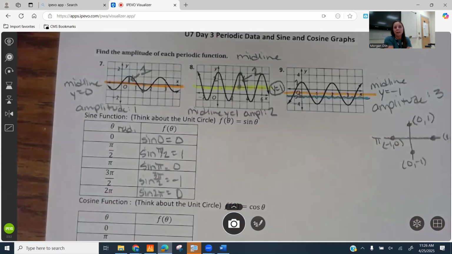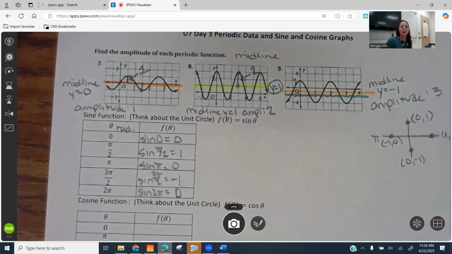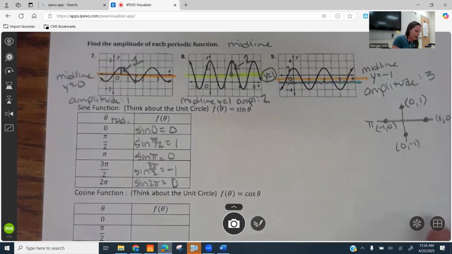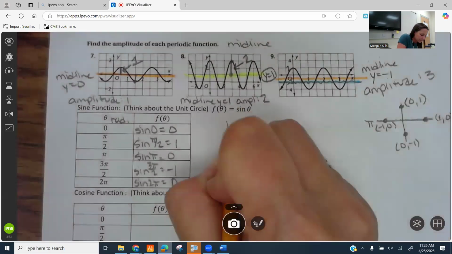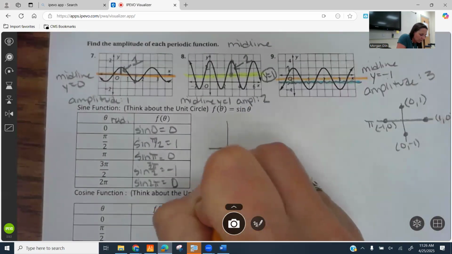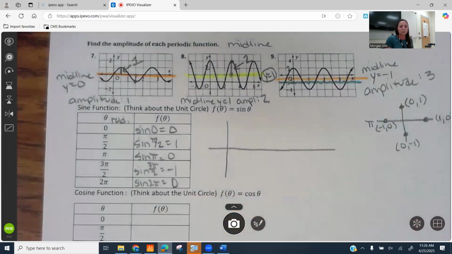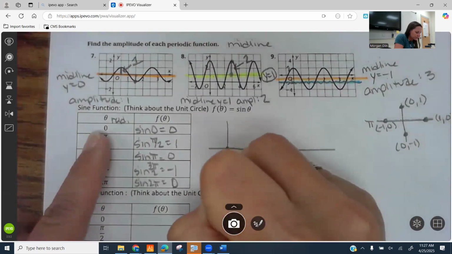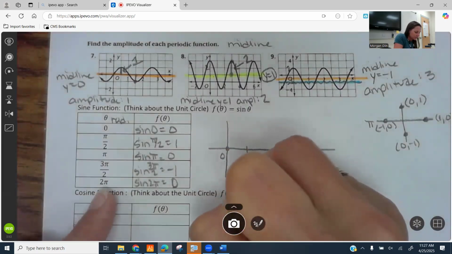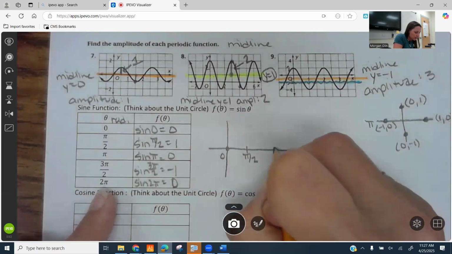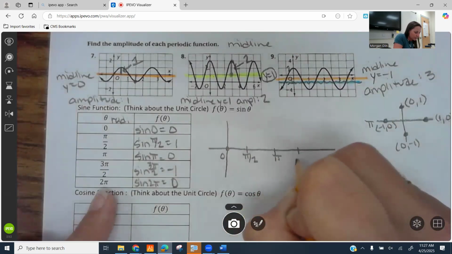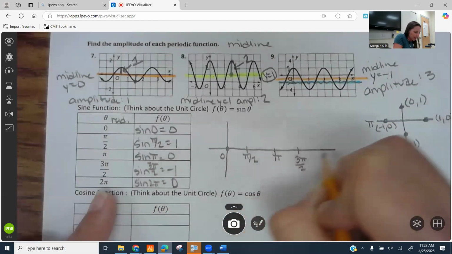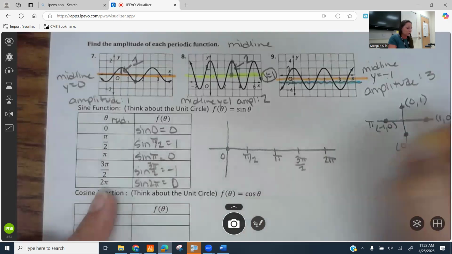Just make sure you're in radians if you're in Desmos. Okay, so here we go. Let's actually graph this right here. Whenever I graph these, and you're going to get used to graphing them, notice we're going to have 0, in this case pi over 2, pi, 3 pi over 2, and 2 pi. I'm only going to do one cycle.